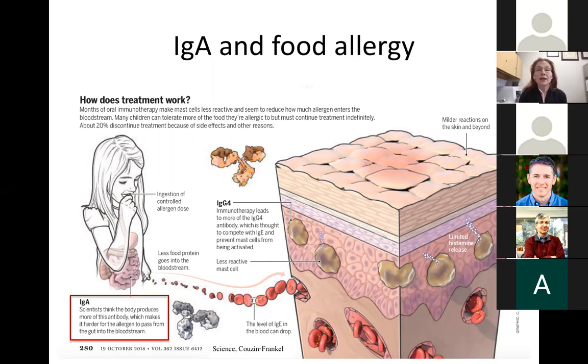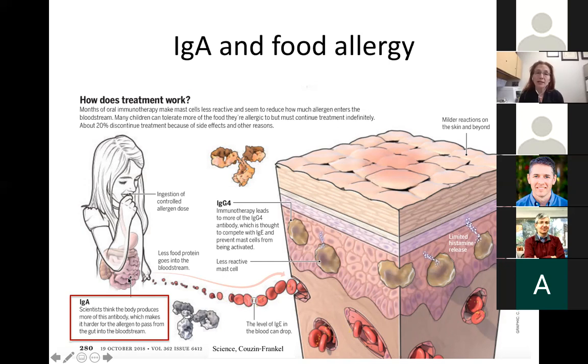But there are counter antibodies to the IgE response. In humans, IgG4 is one of them. And in mice and humans, IgA is also thought to potentially block the IgE response. So you can see that's highlighted here, in particular, highlighting its role in the gut.